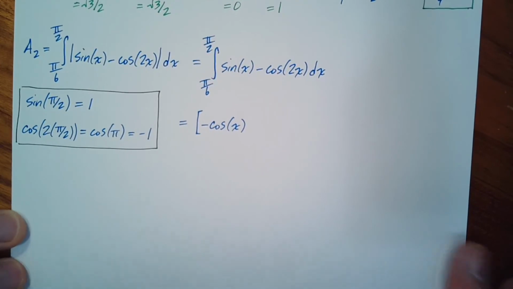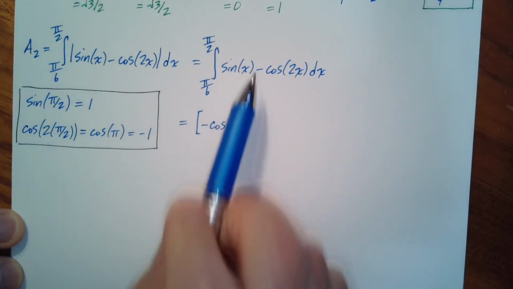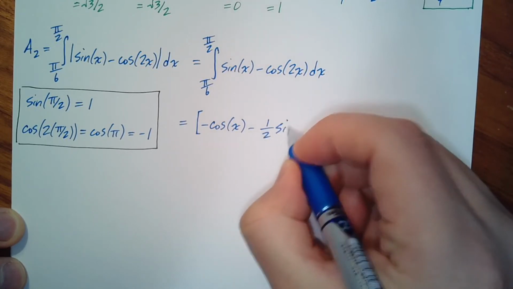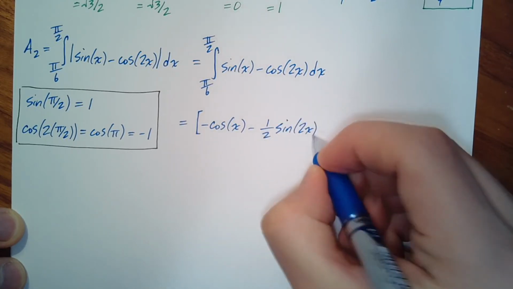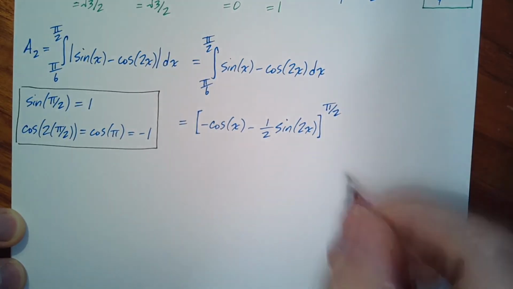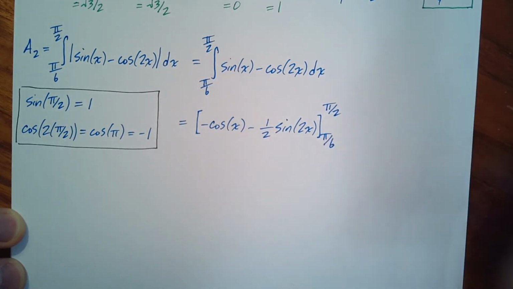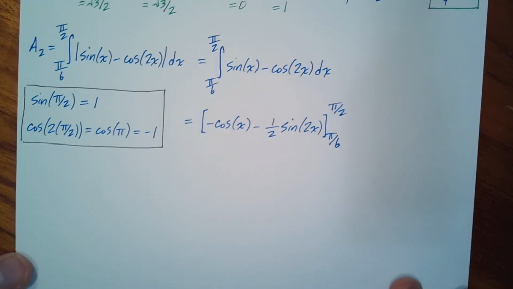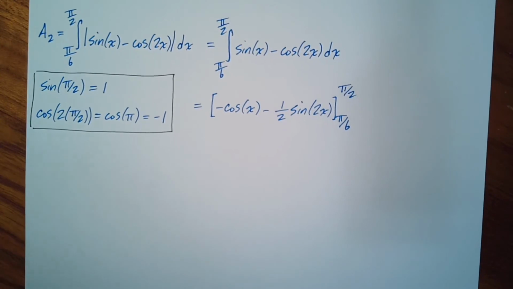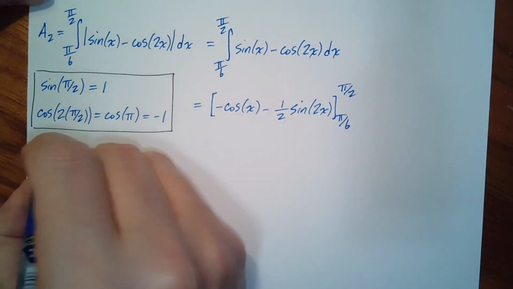Take the substitution u equals 2x. So we have subtraction in between, so we'll have minus 1/2 sine of 2x. And that'll be evaluated at our usual bounds, pi over 6 to pi over 2. Okay, and now we'll go ahead and plug those in. So we'll do that carefully. We'll take our time.